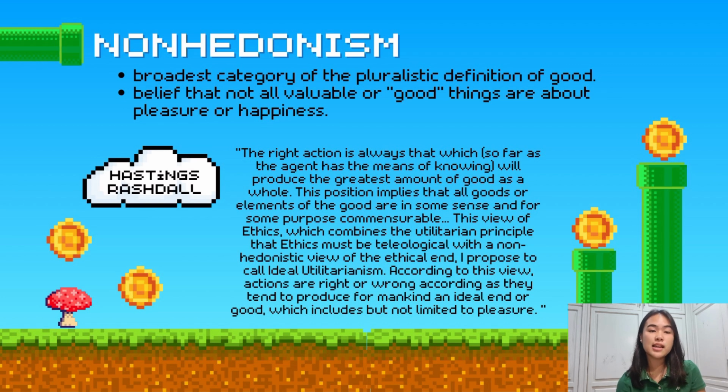A key figure is Hastings Rashdall, who explains in his passage that the right action is one that, based on what we know, will bring about the greatest overall good. He suggests that different types of good things can be compared or measured against each other, even if they are different kinds. His pluralistic view is what differentiates him from Bentham and Mill.